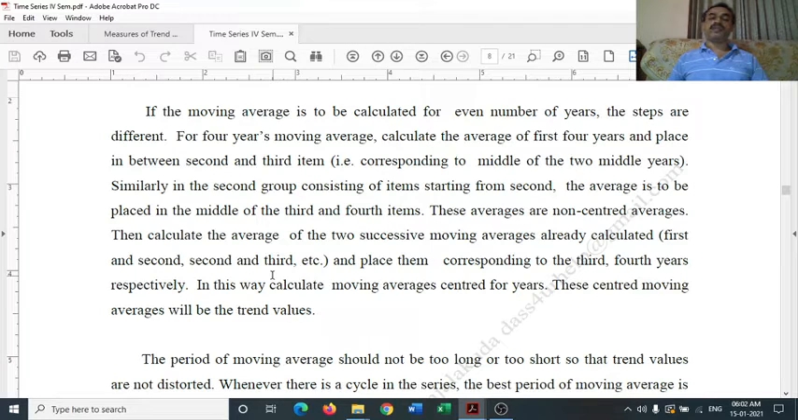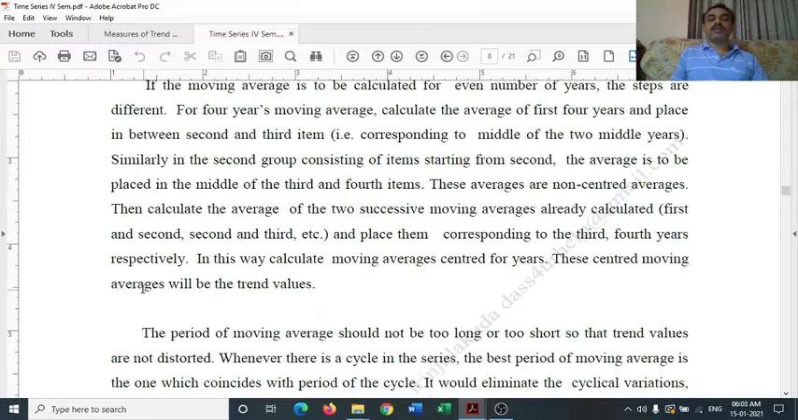So in the first phase, we will calculate all the non-centered moving averages. So for 91 to 94, the mean has to be placed in between 92 and 93. In the second bunch, from 1992 to 1995, that non-centered moving average has to be placed in between 93 and 94. In that manner, we calculate all the non-centered moving averages. After that, the trend values are to be calculated using centered moving averages.